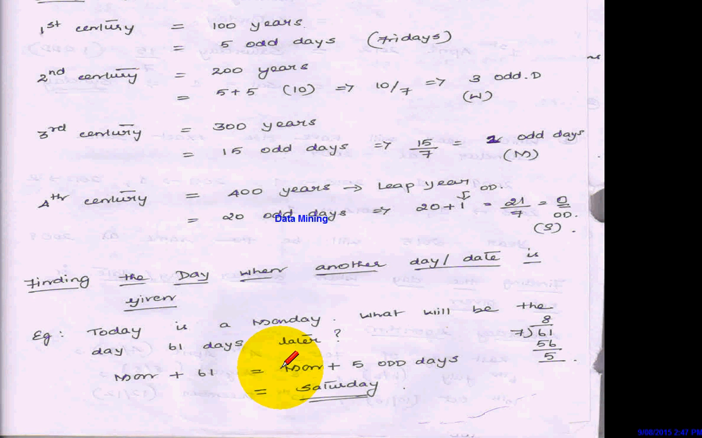Divide 61 by 7 because we need to find the number of odd days. You will get the number of odd days as 5. Monday plus 5 odd days: after Monday, Tuesday, Wednesday, Thursday, Friday and Saturday. So 61 days later, that day will be a Saturday. Every calculation depends upon the odd day calculations. Once you calculate the number of odd days, we can easily match up with the exact day.